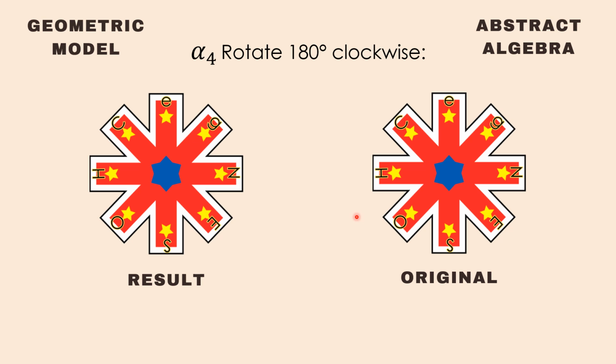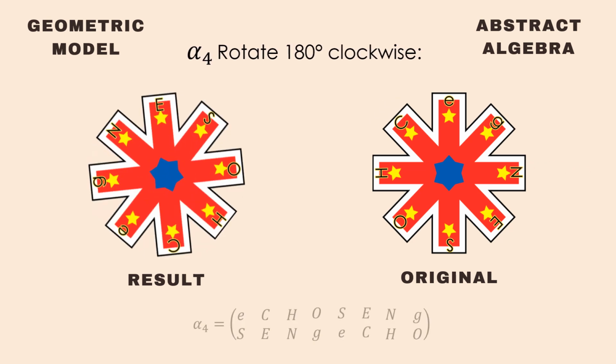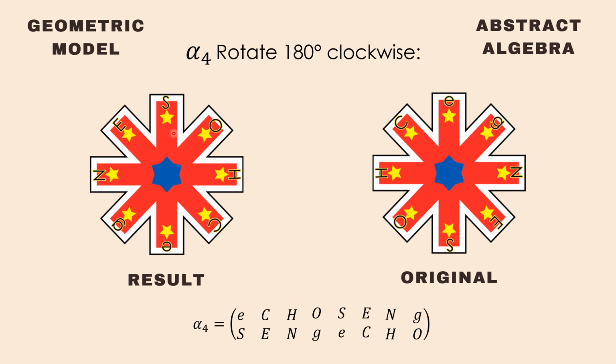Next, we have alpha sub 4. Rotate 180 degrees clockwise or 180 degrees counterclockwise. So we have E, S, C, E, H, N, O, G, S, E, E, C, N, H, and G, O.